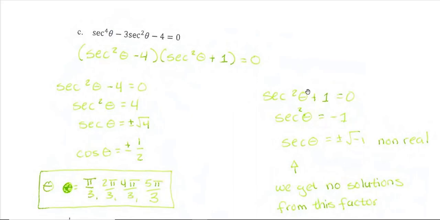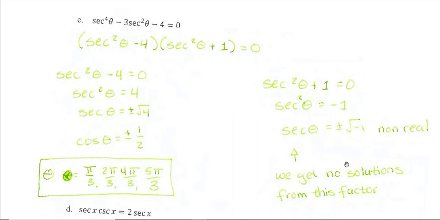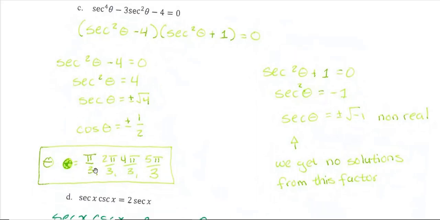For this other factor, secant squared of theta plus 1, subtract 1, then plus or minus the square root, but the square root of negative 1 is non-real. So what does that mean? That means we get no solutions from that factor, and that's okay. So there's only 4 solutions that make this equation hold true.